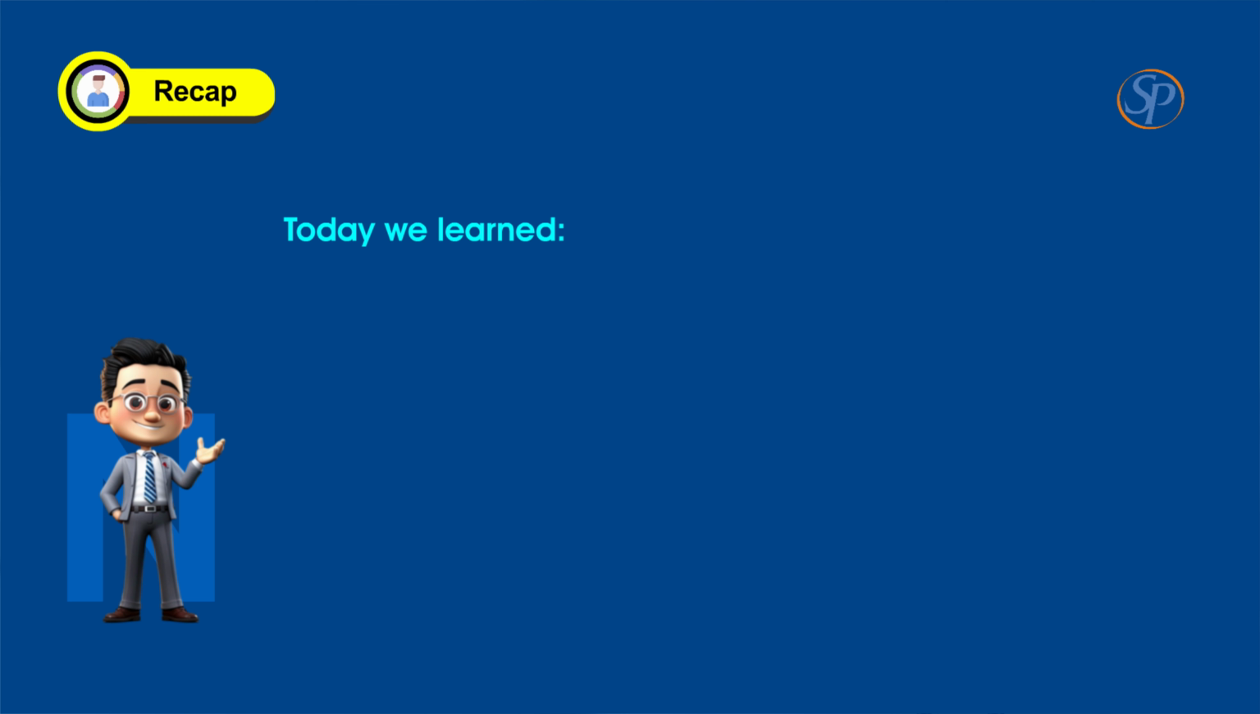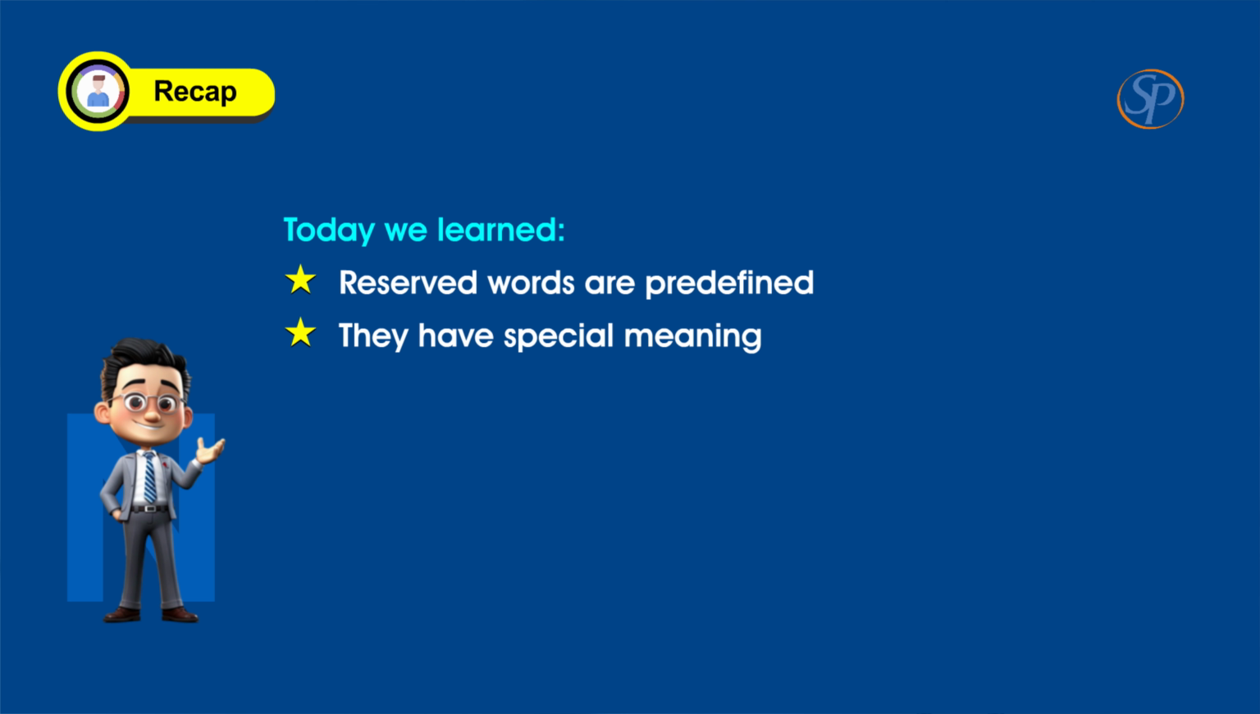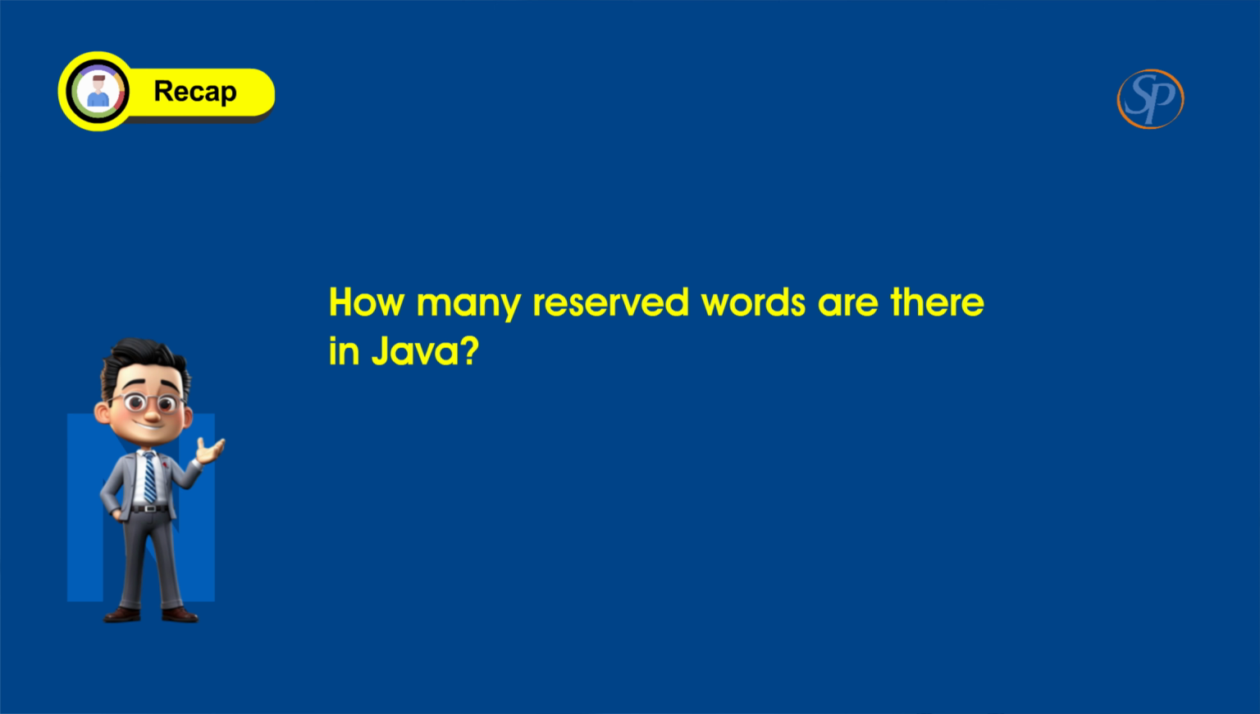Let's quickly recap. Reserved words are predefined. They have special meaning. They cannot be used as identifiers. Before we end this video, I have a small task for you. Try to find out how many reserved words are there in Java. Mention your answer in the comments.